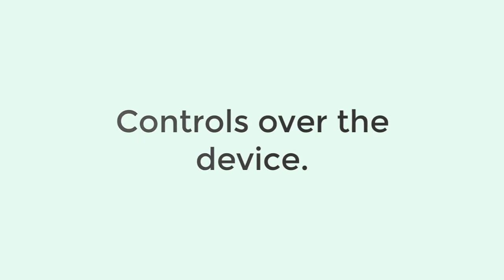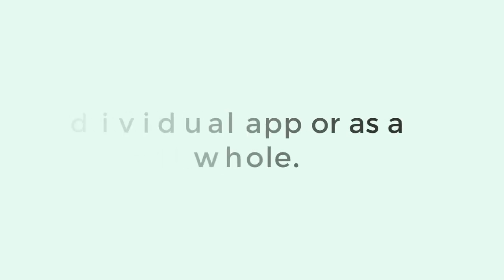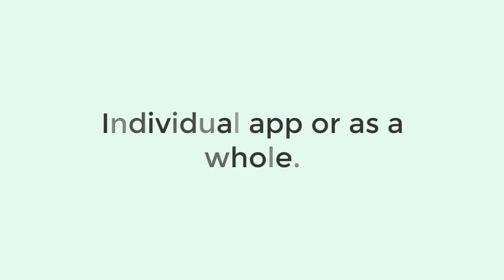And once the browsing app, the child app, is installed on their iPhone or iPad, you'll also have controls over the device to remove the internet at any time of your choosing. Now, whether that's switching off the internet on an individual app or switching off the internet as a whole.